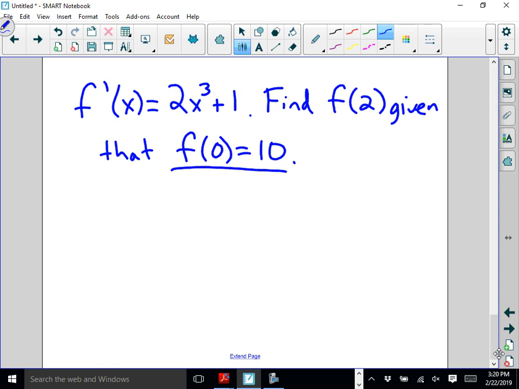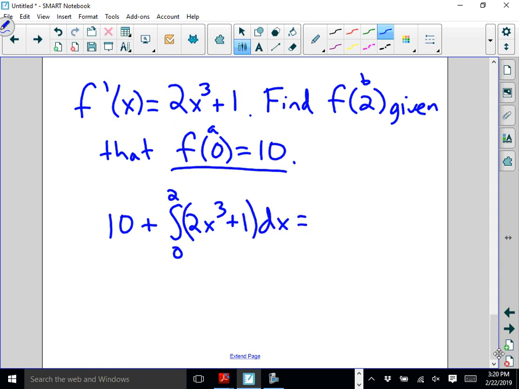So again, what I want to look at are our a and b. The one that you have a value for, the x value in this case that you know, is a, and the one we're looking for is b. So here's what I know: f of a, which is 10, plus my integral from a to b of 2x cubed plus 1 dx must be my answer that I'm looking for, which is f of 2, right? So again, f of 0 plus the integral from 0 to 2 of f prime of x dx equals f of 2.